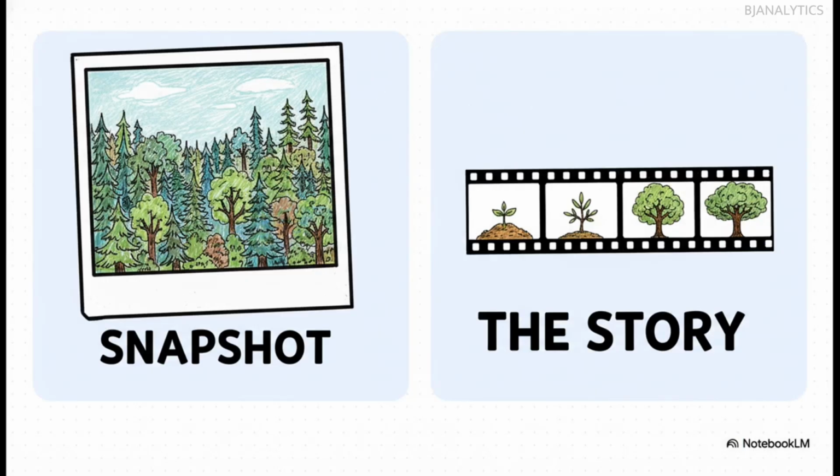Here's a way to think about it. You could take a snapshot of a forest, right? Just one photo that captures all the trees at that exact instant. And yeah, that's useful, but it doesn't tell you how any of them got to be that way. Or you could focus on the story. Imagine a time-lapse video of just one sapling, watching it grow season after season into a huge tree. See, to really understand growth, you have to follow the story.